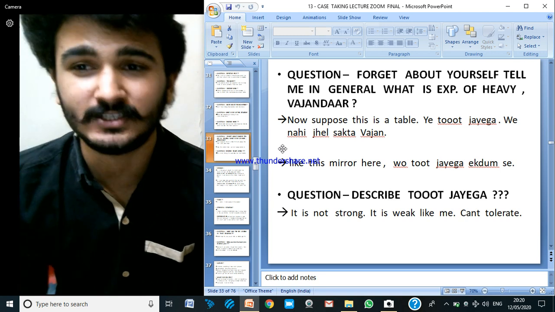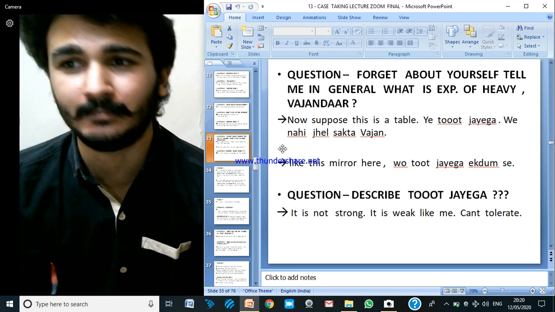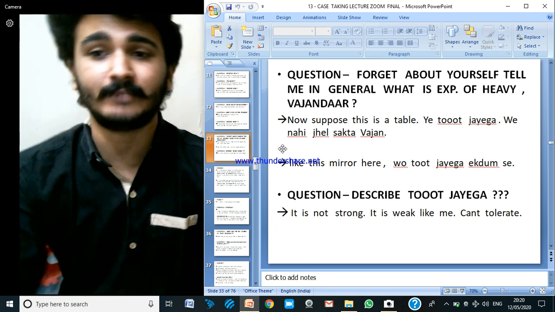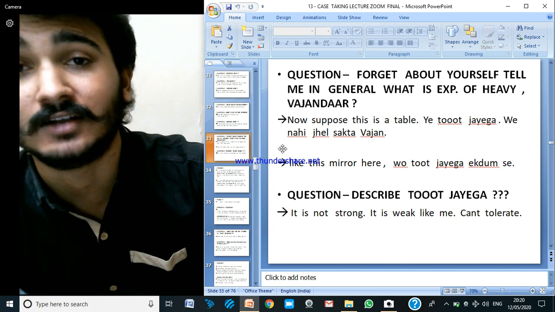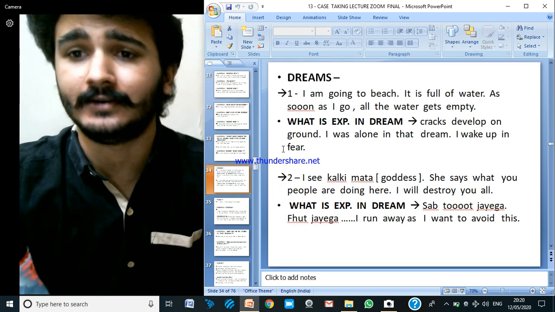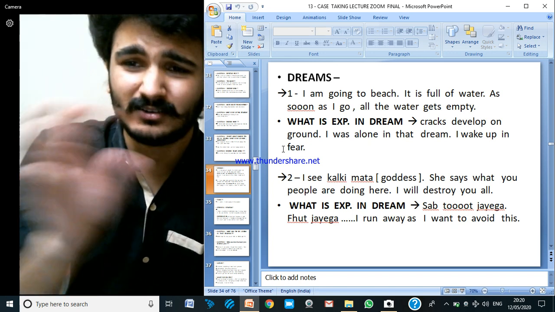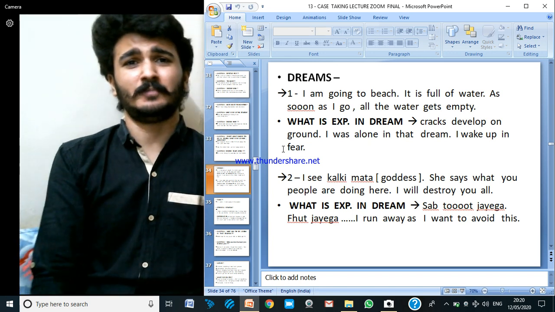So I said, describe "it will break." It came again for this table, for herself, for the mirror. So I said, describe "it will break." So she says, it is not strong. It is weak like me. Can't tolerate. So I got a general idea of what she's speaking.